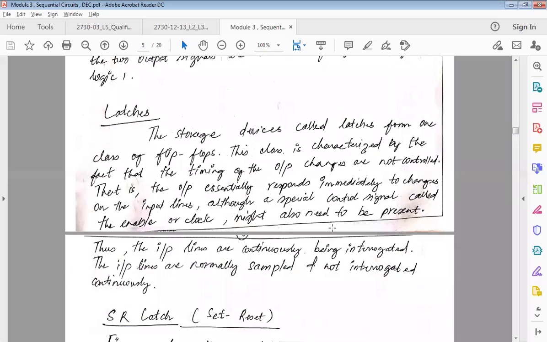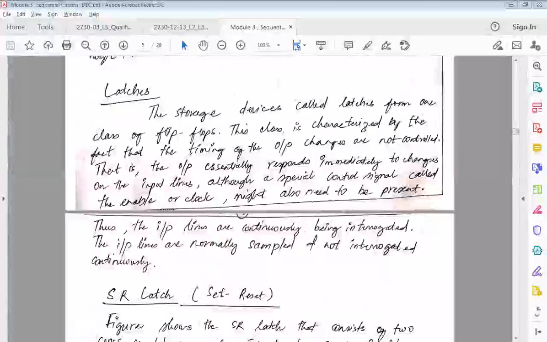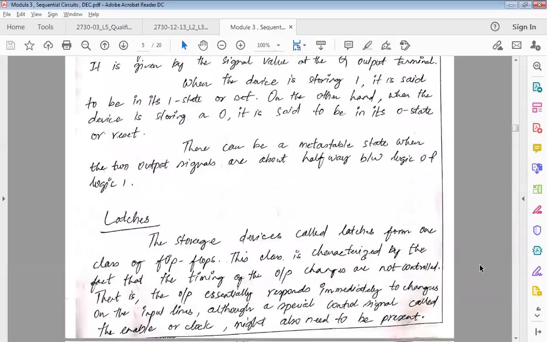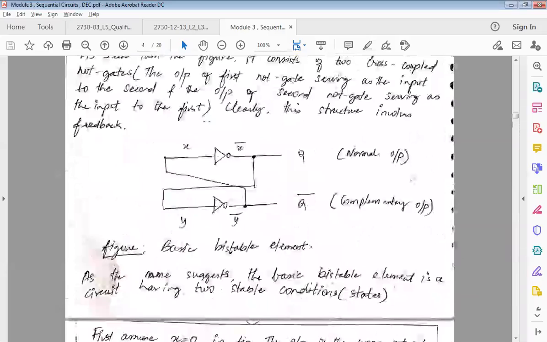So latches we will continue in the next session. We'll continue our discussion with latches. Up till now you have seen the basic bistable element, which is capable of holding values. Whenever 0 is given, 1 comes here, 0, so the same value is retained, right? So this is working as a simple memory element.